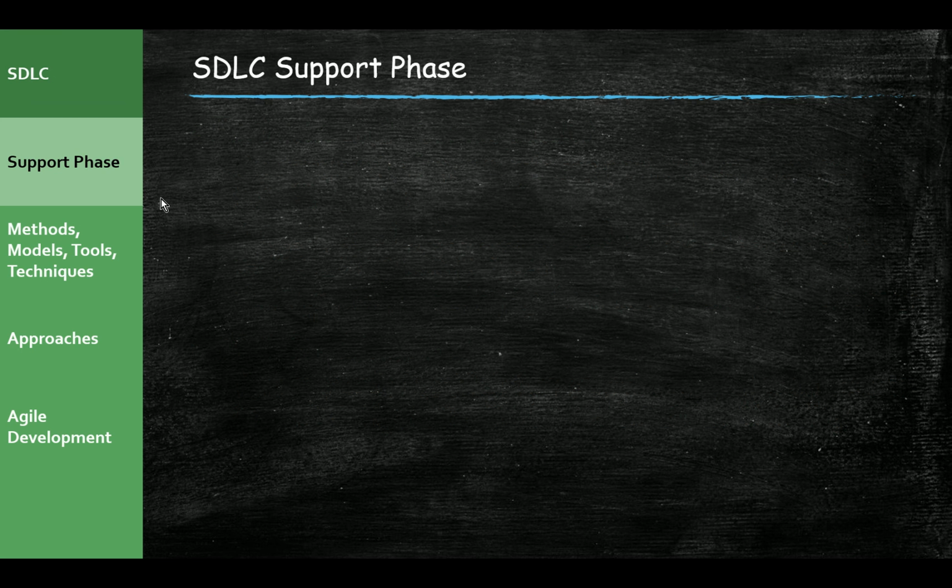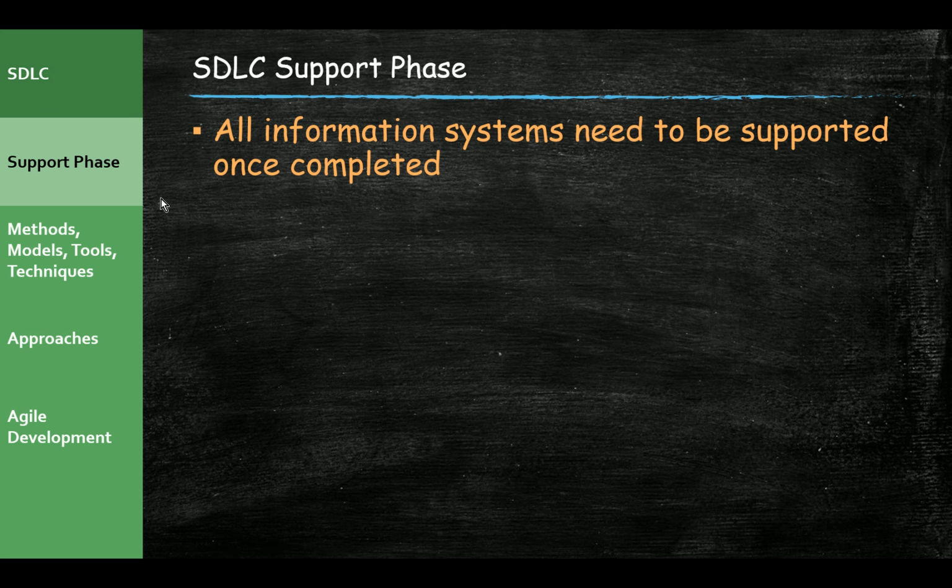So in your book, we don't really talk about the support phase too much in this course. We're mostly focused in this course on the analysis and design. And then towards the end of the course, which is the next 2 units, we're going to talk about the implementation phase and database design and things like that. But support is certainly an important part. All information systems need to be supported once they're completed.